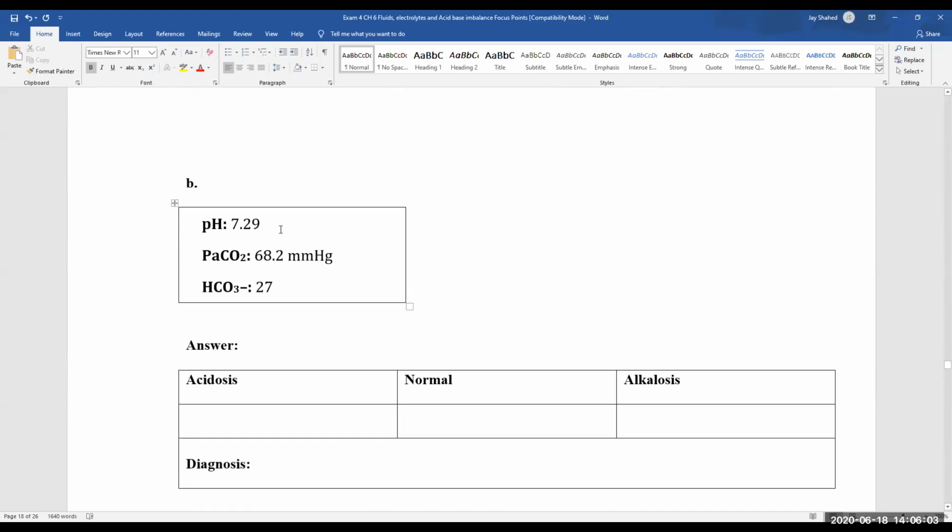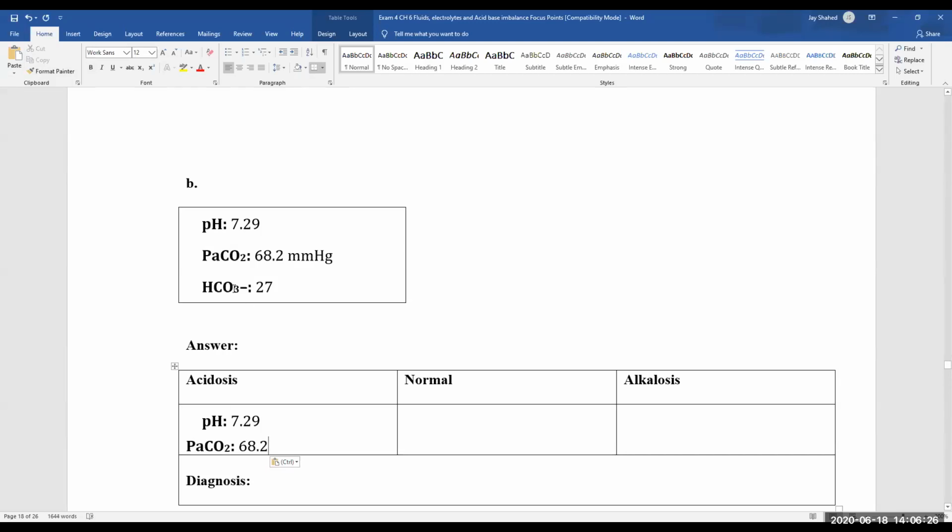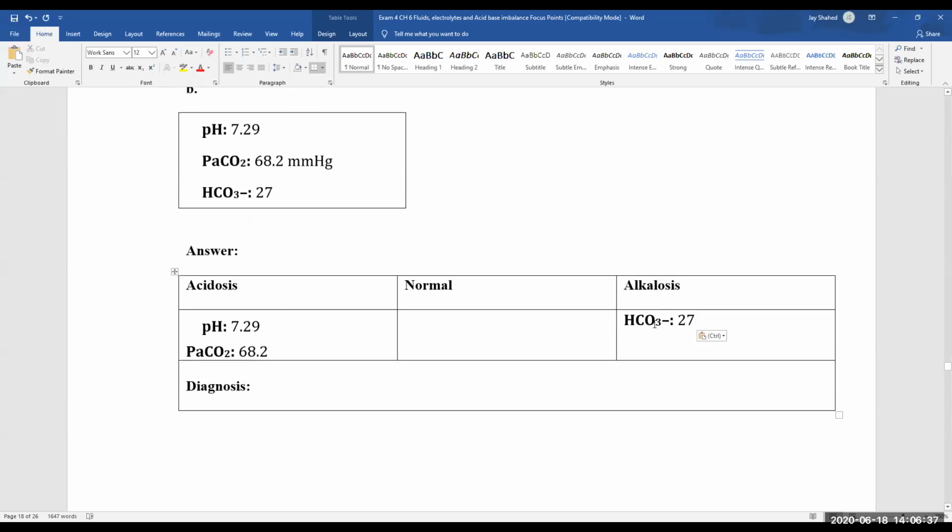All right, what do we got? pH 7.29. What is that, acidic or basic? Acidic, because it's below 7.35. All right, so what about PaCO2? Is that acidic or basic? Acidic. So put that in here. How about this guy? Basic, because the max is 26. So you put that under alkaline. What's your diagnosis? Respiratory acidosis.